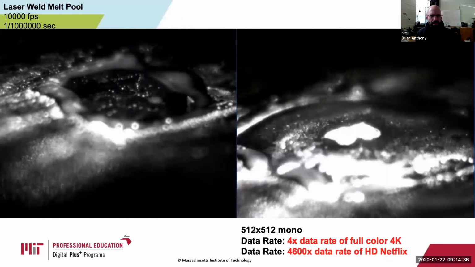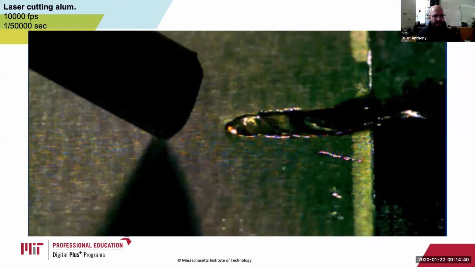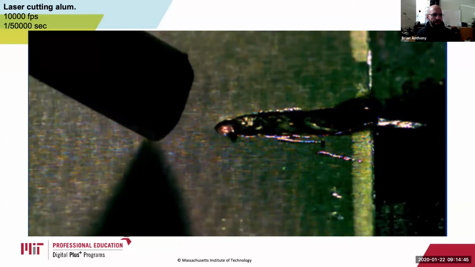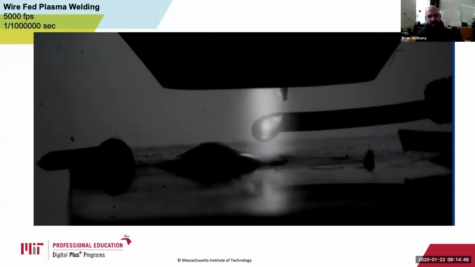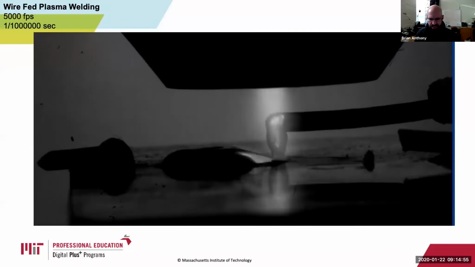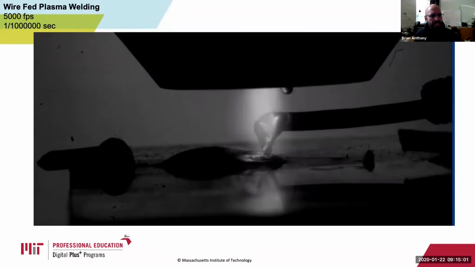Just some other examples: a laser cutting process of aluminum, again at 10,000 frames per second. This is a wire-fed plasma welding operation. Slower now, only 5,000 frames per second. But again, this is at the very focused process level, and we'll expand out to the factory level in a few slides.